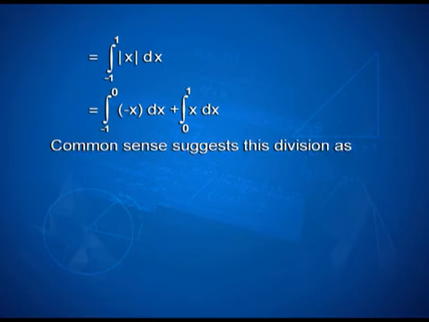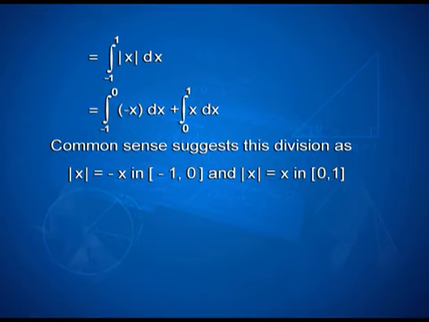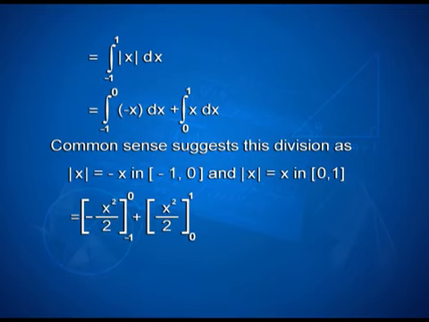Common sense suggests this division, as modulus x is equal to minus x in the closed interval minus 1 to 0, and modulus x is equal to x in the closed interval 0 to 1. That is equal to minus x square upon 2 with limits minus 1 and 0, plus x square upon 2 with limits 0 and 1. On applying limits, we get minus 1 upon 2 into 0 minus 1, plus 1 upon 2 into 1 minus 0, that is equal to 1.